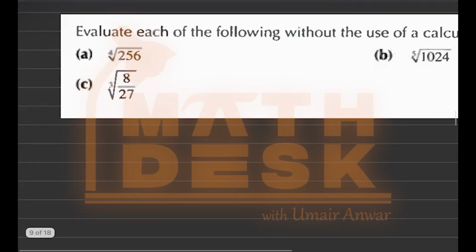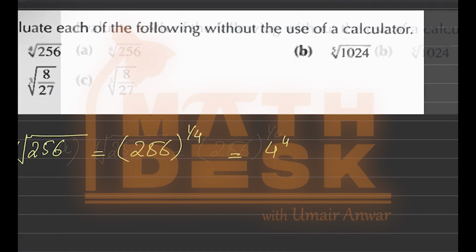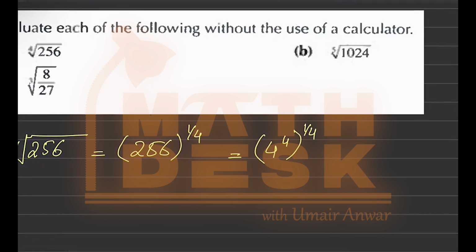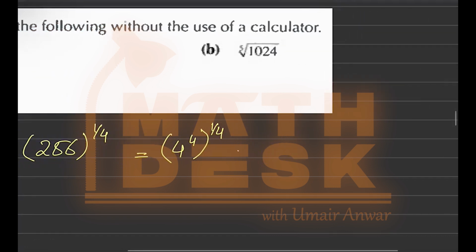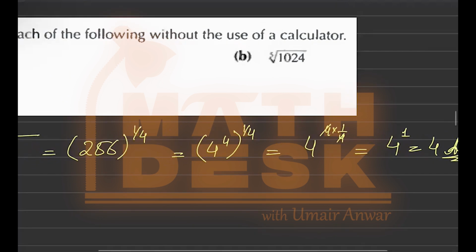So applying this in the first part, it says 256 within fourth root, means that 256 has a power of 1 upon 4. 256 is 4 raised to 4. So 4 raised to 4 raised to 1 upon 4. Now the third law would be applicable over here, and both the indices would get multiplied with each other. So after cancellation, we would get 4 raised to 1, which would be equal to 4, and that would be the final answer for this part.